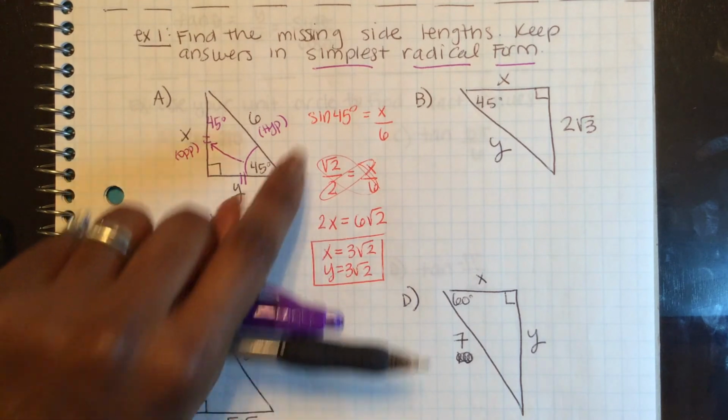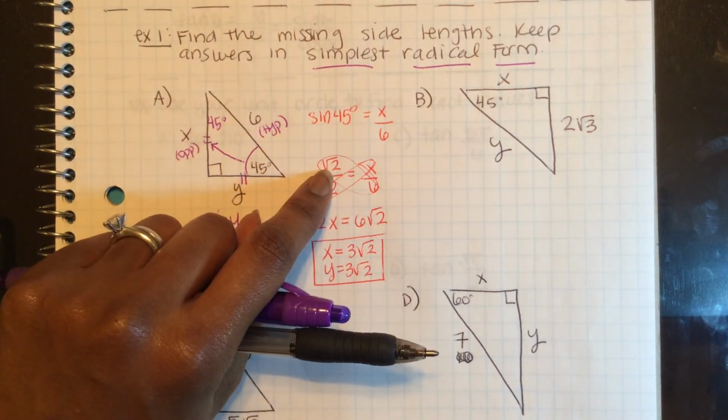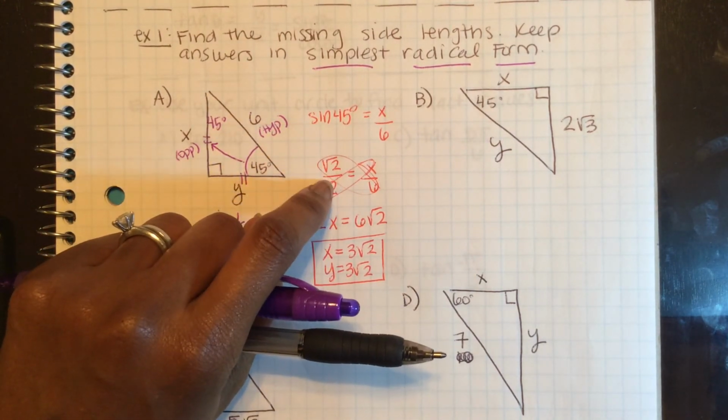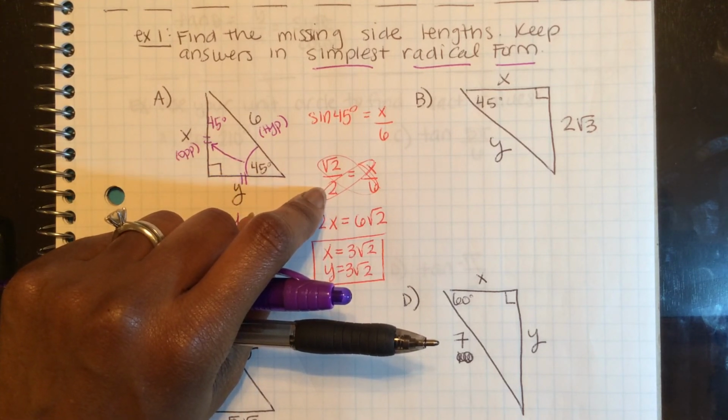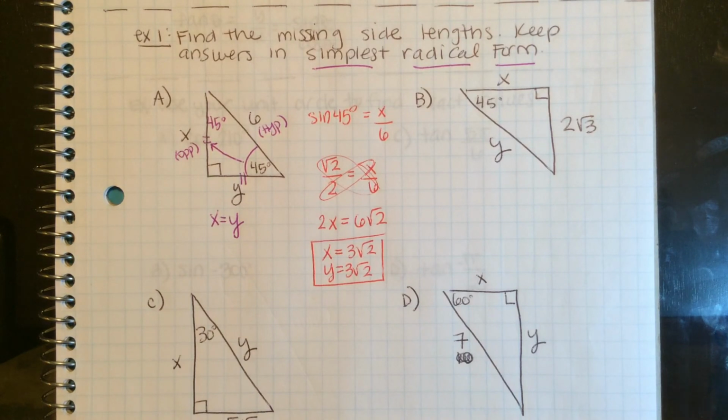So notice the step of memorizing my trig ratio for sine of 45 makes this problem a lot quicker. All right, let's move on to the next video to do the next 3 examples.